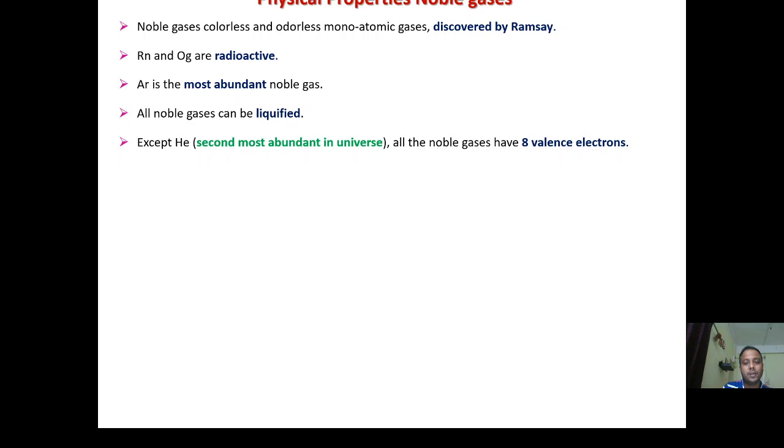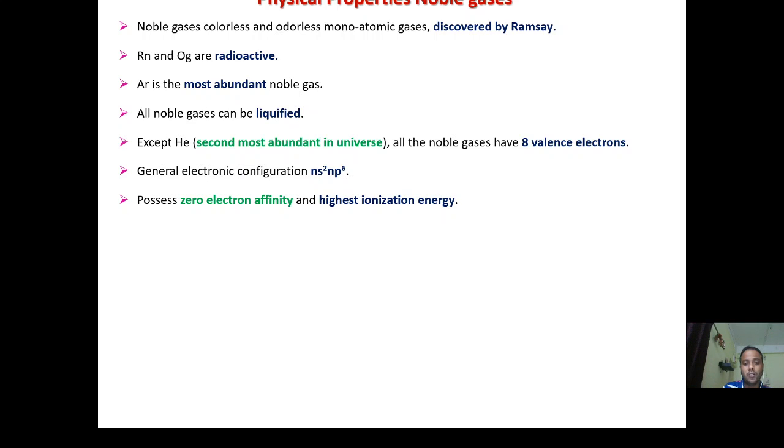Except helium, all the noble gases have 8 valence electrons. Helium only has 2 valence electrons with 1s2 configuration. And it is the second most abundant element in the universe. The primary source of helium is basically the sun. The general electronic configuration of noble gases is ns2 np6. It possesses zero electron affinity and high ionization energy.